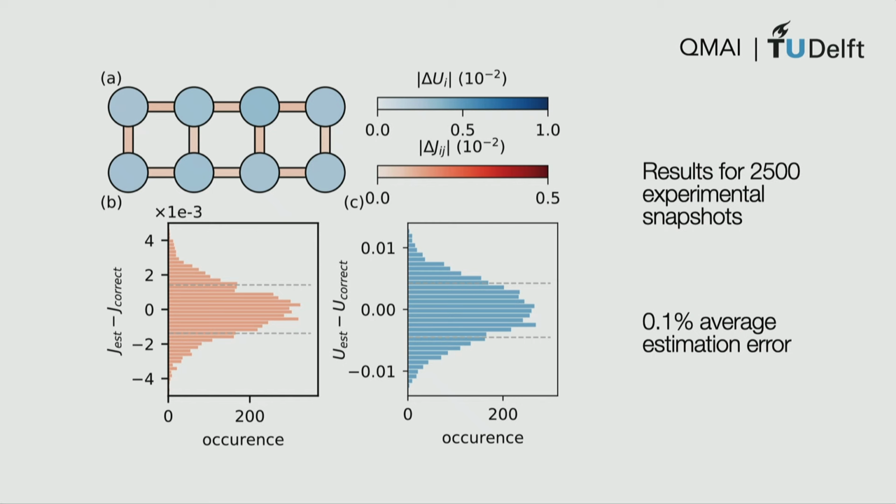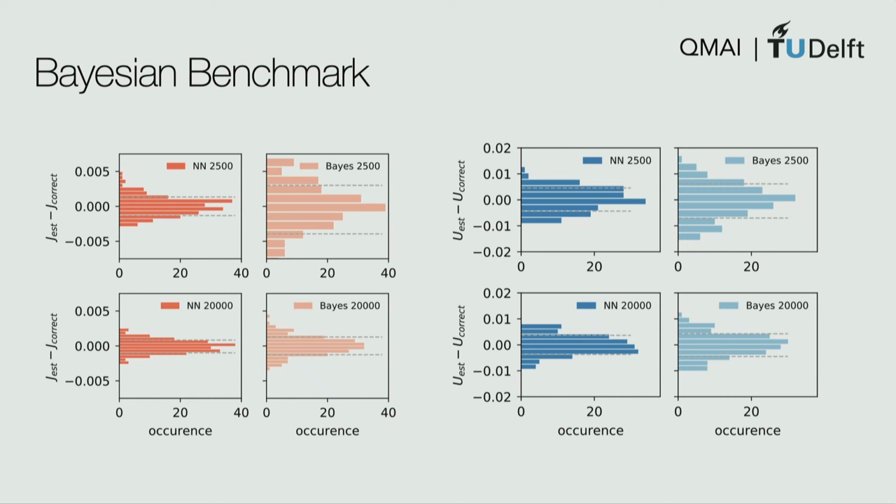We had questions about how precise this is going to be, because we made these compromises, right? We first calculated the correlators, and then we made a separate estimation network for each parameter. So we took one of the standard Bayesian estimation algorithms to calculate the same thing on the same amount of shots. And there we actually had to take into account the joint distribution without factorizing things too much. And you see here that the neural network distribution for the small number of shots, NN 2500 and Bayes 2500, is much narrower.